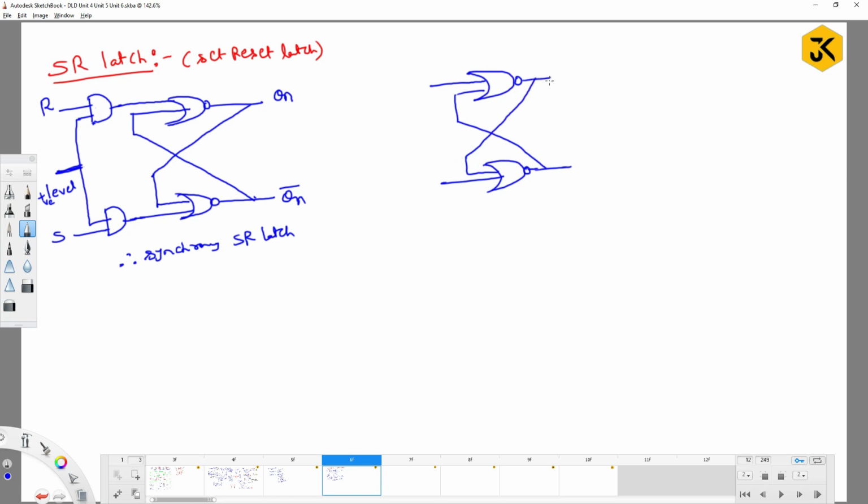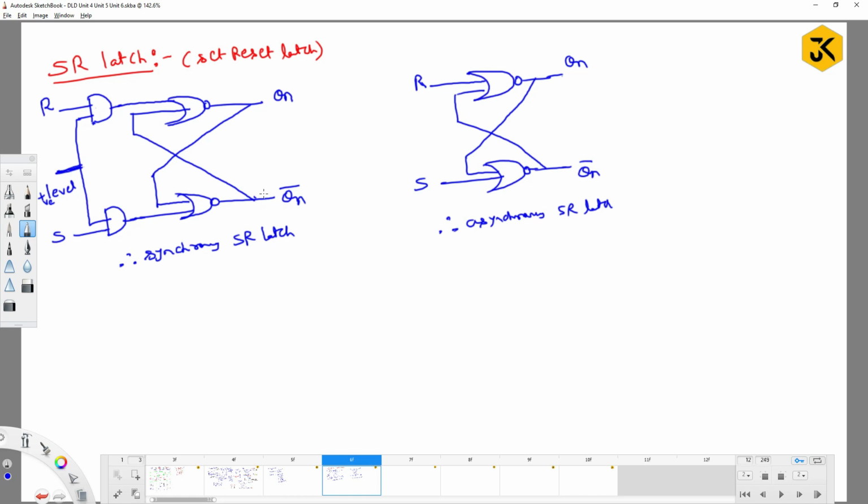Now this one, can I call it a synchronous SR latch? So this will be R and this will be S. This is what I can call an asynchronous SR latch. Why asynchronous SR latch? Because the inputs can be given at any values, at any point of time. But coming to the synchronous SR latch, what will happen?